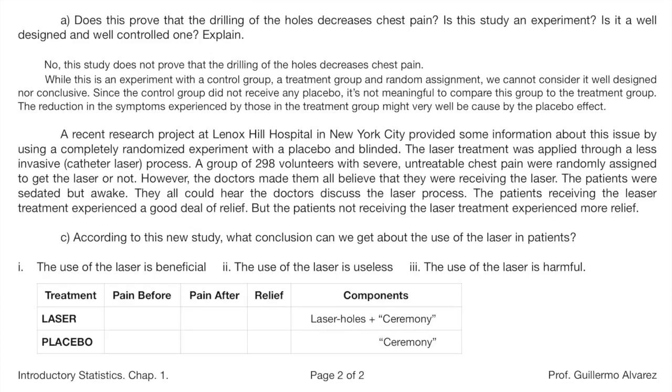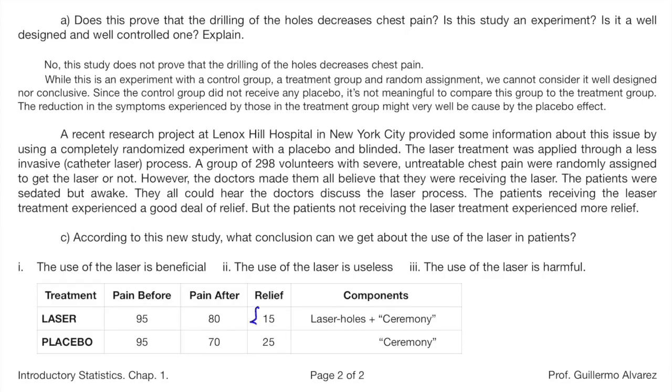Let's put numbers to the pain before and after. All the patients had severe angina, so let's say that their level of pain was 95. Those who received the laser felt better. Let's say that the level of pain was 80 after the laser. But those who received the placebo felt even better. Let's say that their level of pain was 70. So what's the benefit or relief of the laser treatment? 15. And what's the benefit or relief of the placebo?